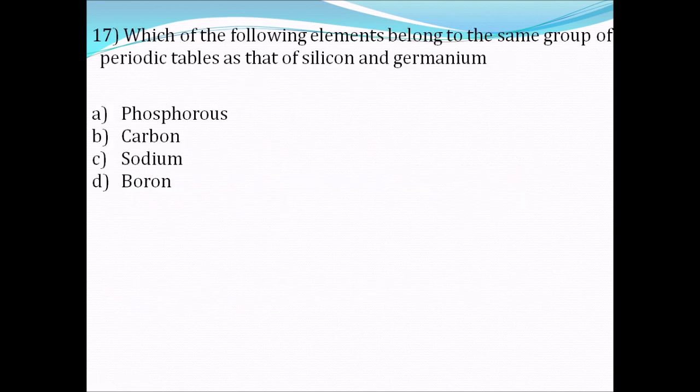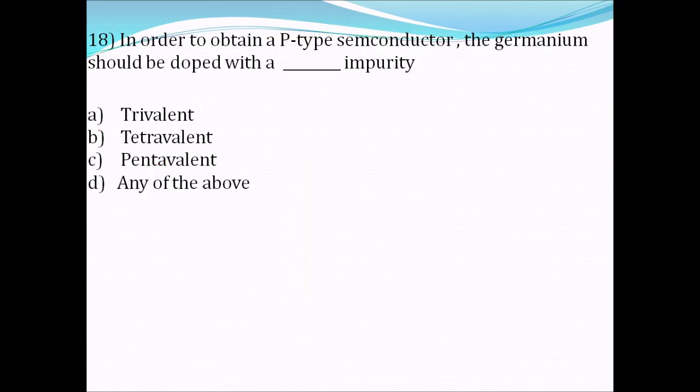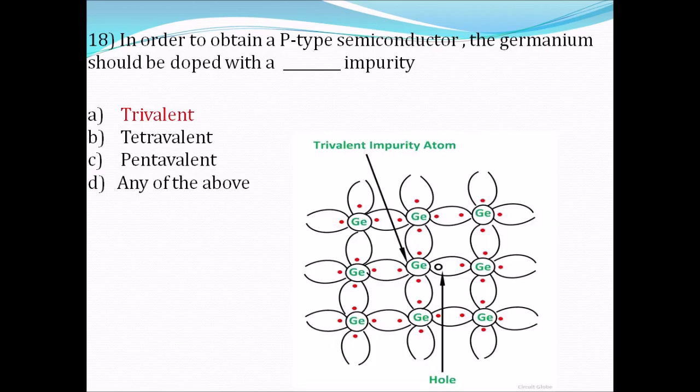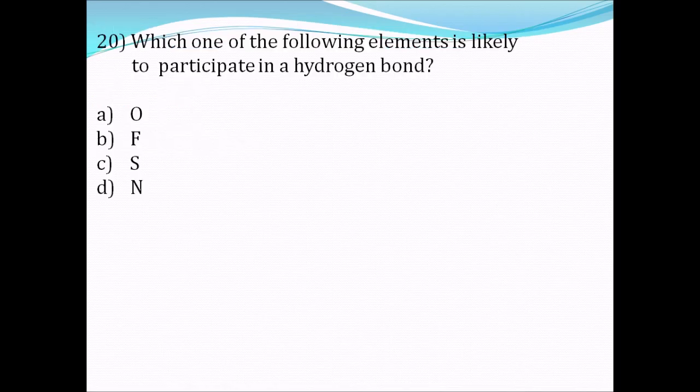Which of the following elements belong to the same group? As we observe, silicon and germanium, the answer will be carbon, which belongs to the same group as silicon and germanium. In order to obtain a P-type semiconductor, the germanium should be doped with, as we know, trivalent impurity, because P-type means hole is the charge carrier, and here we create holes by trivalent impurity. How does a semiconductor behave at absolute zero? It behaves as an insulator.